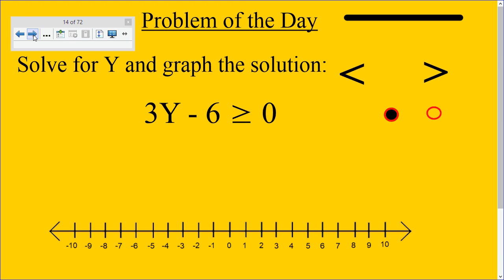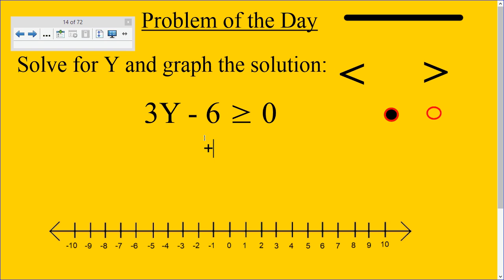Let's take it up a further step. Here we have to solve and graph for the solution. 3y minus 6 is greater than or equal to 0. So here we have a two-step inequality.